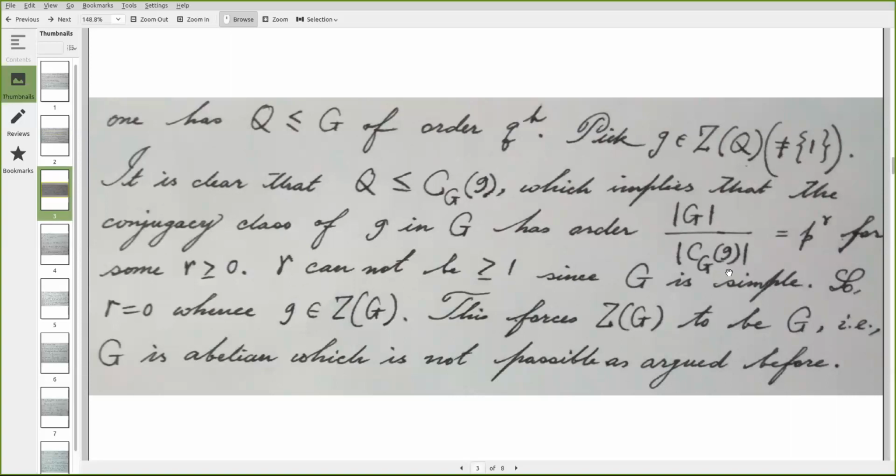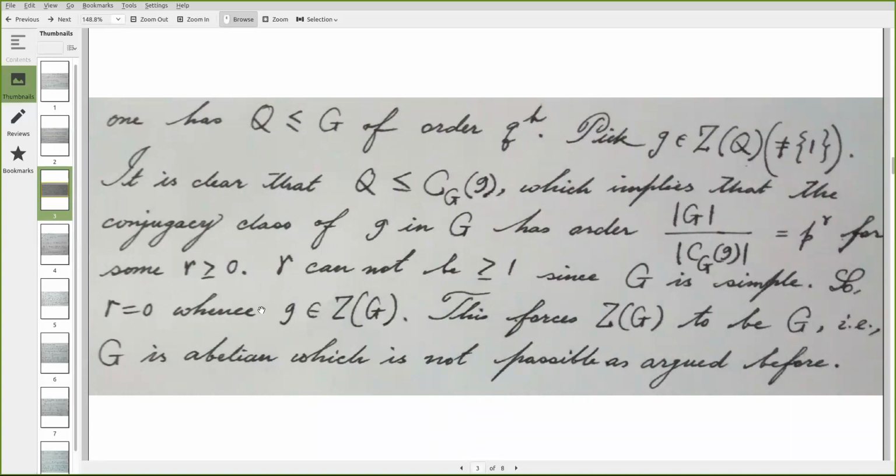So R is 0 means G is the centralizer of g in G. Therefore, every element of the group G commutes with g. Okay, I was right that here you have to take g as a non-identity element, because this is where we are going to need that.